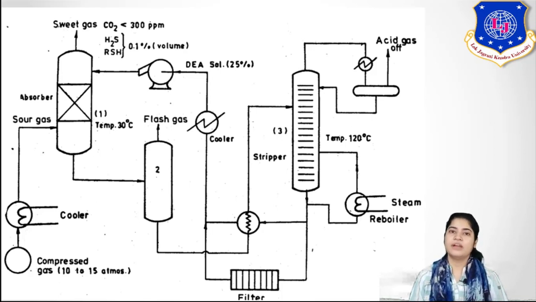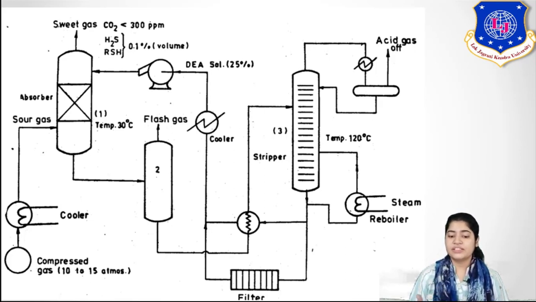So from the bottom it is sent to the flash column. In flash, what happens? Pressure is reduced. Pressure reduction means traces of these gases are taken out from your solvent. Flash gas is what? These impurity gases which are taken out from your solvent. It is then again sent to the stripper.